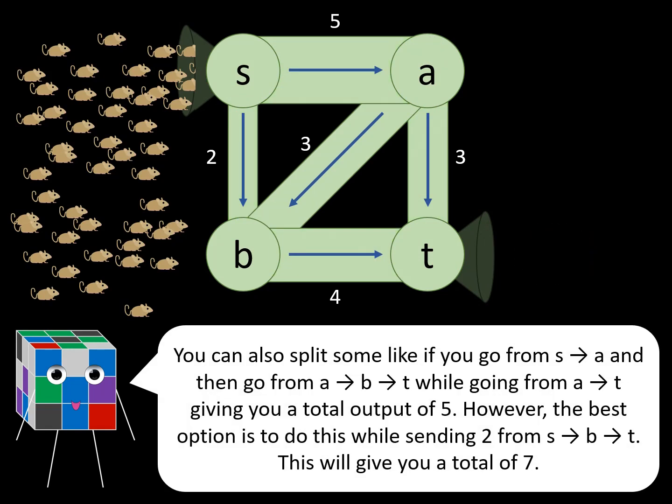You can also split some, like if you go from S to A and then go from A to B to T, while going from A to T, giving you a total output of 5. However, the best option is to do this while sending 2 from S to B to T. This will give you a total of 7.